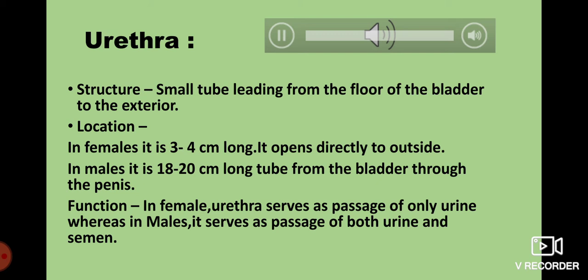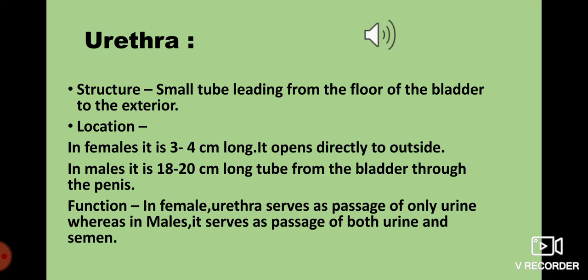The last part is the urethra. Talking about the structure, this is a small tube which is at the end of the urinary bladder, at the floor. Floor means at the end of the urinary bladder. And if you talk about the location, these are differently located in male and female. In female, it is 3 to 5 centimeter long, and it opens directly to the outside. Whereas in males, it is an 18 to 20 centimeter long tube, and from the bladder it goes down through the penis.